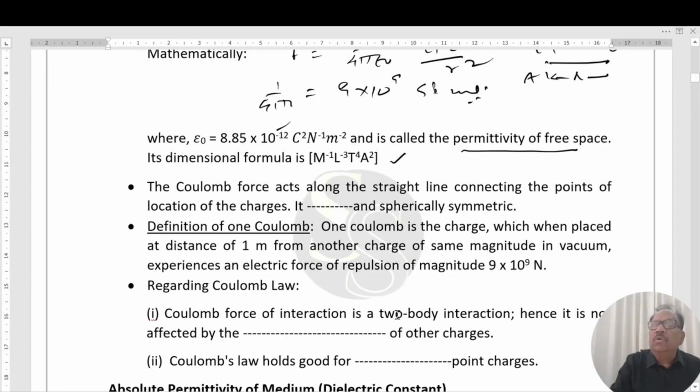Coulomb's force acts along the straight line connecting the points of location of charges. It is central and spherically symmetric. What is the definition of 1 Coulomb?